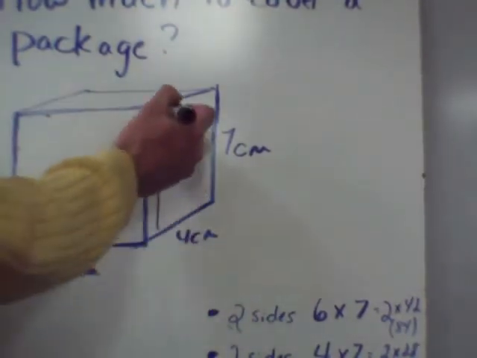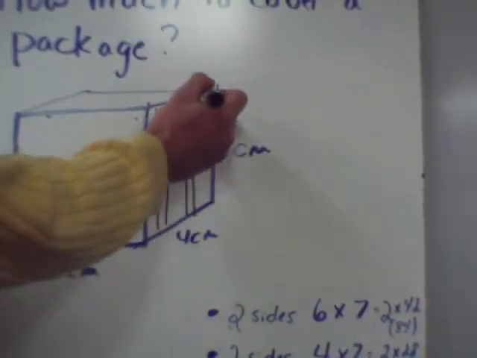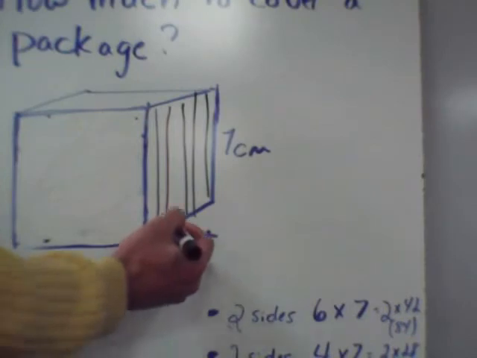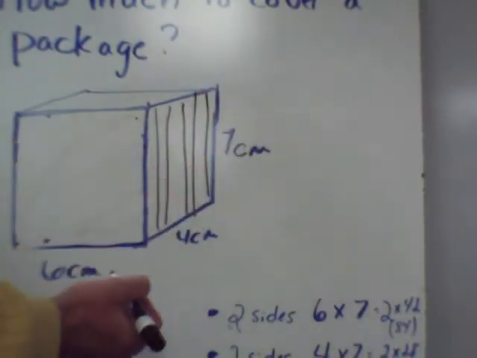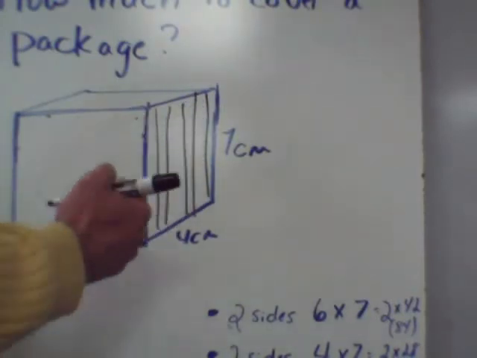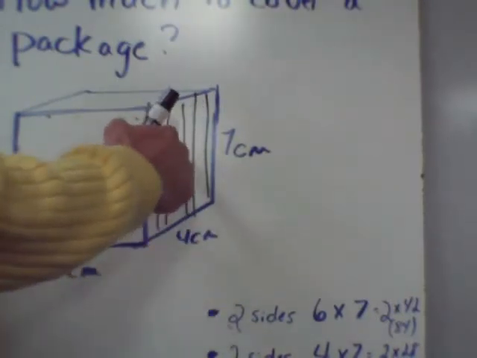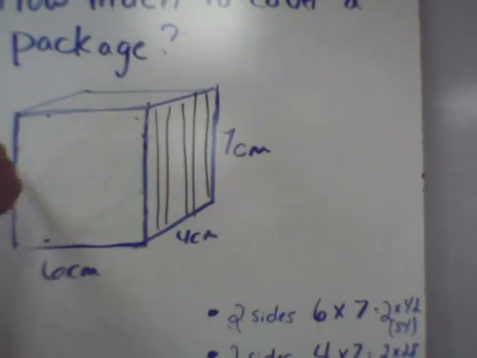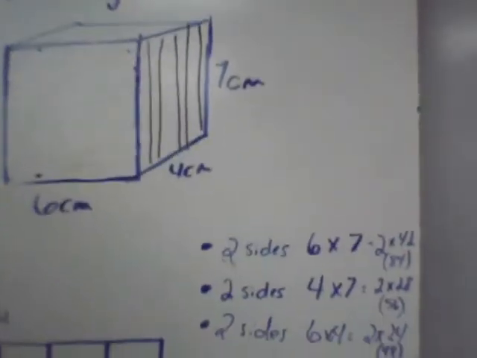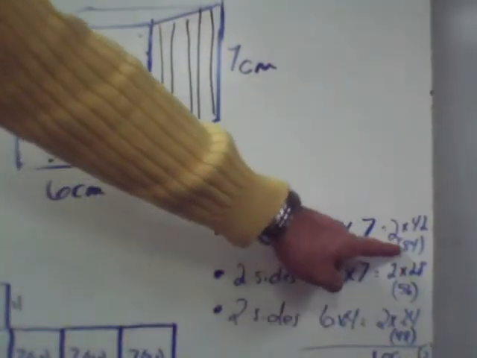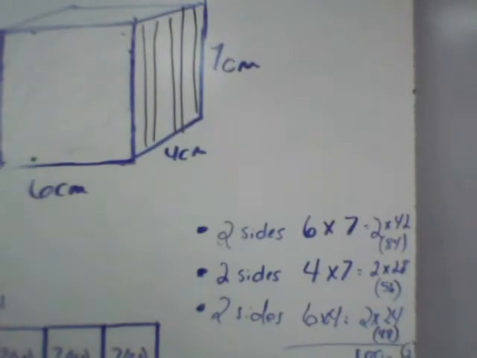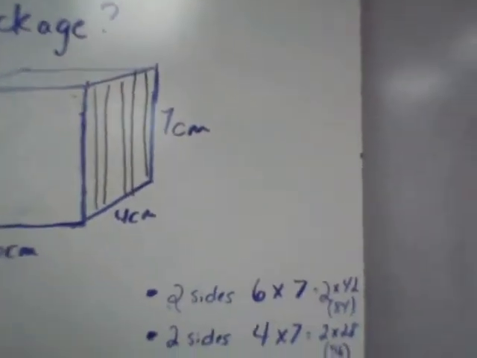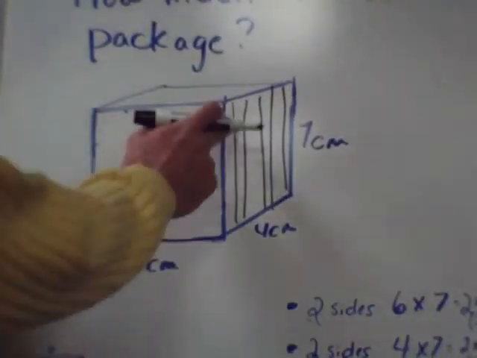Now if I look at this side of the box, it is 4 centimeters wide by 7 centimeters tall. 7 times 4 is 28. I have this side, and I also have the opposite side. So 2 times 28 is 56. And I've just calculated that down here. So I've got 84 for the front and the back plus 56 for the 2 sides. Now I have to calculate the top and the bottom.